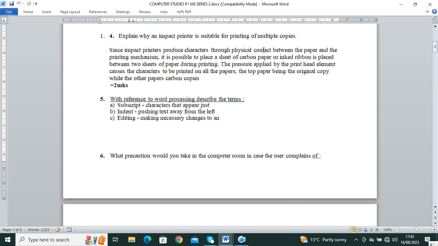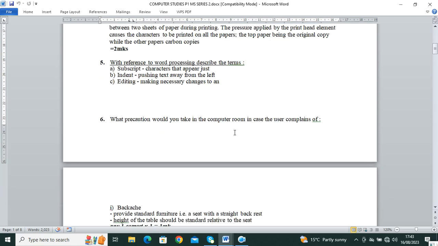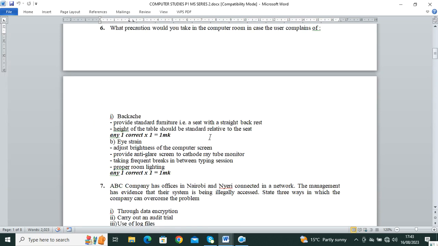Guys, we proceed on. What precaution would you take in the computer room in case the user complains of the following?